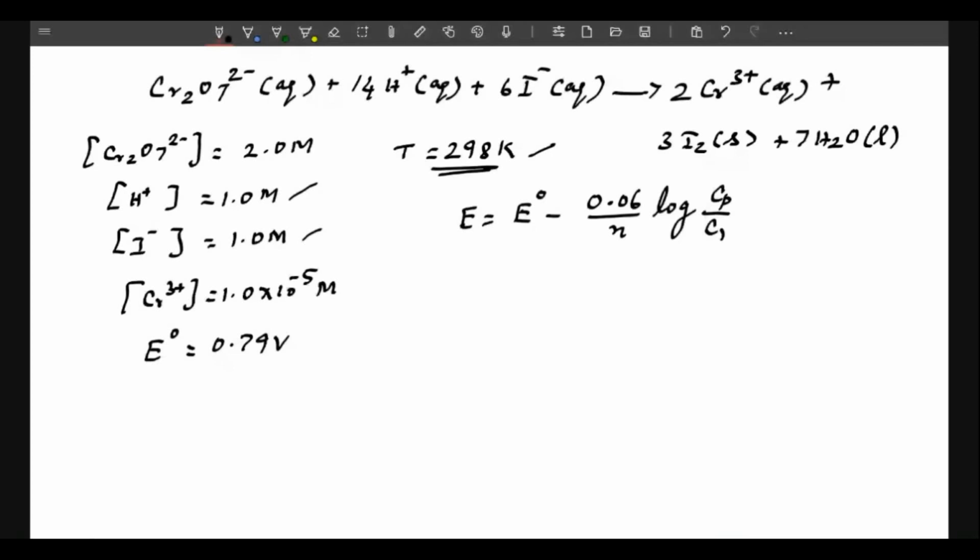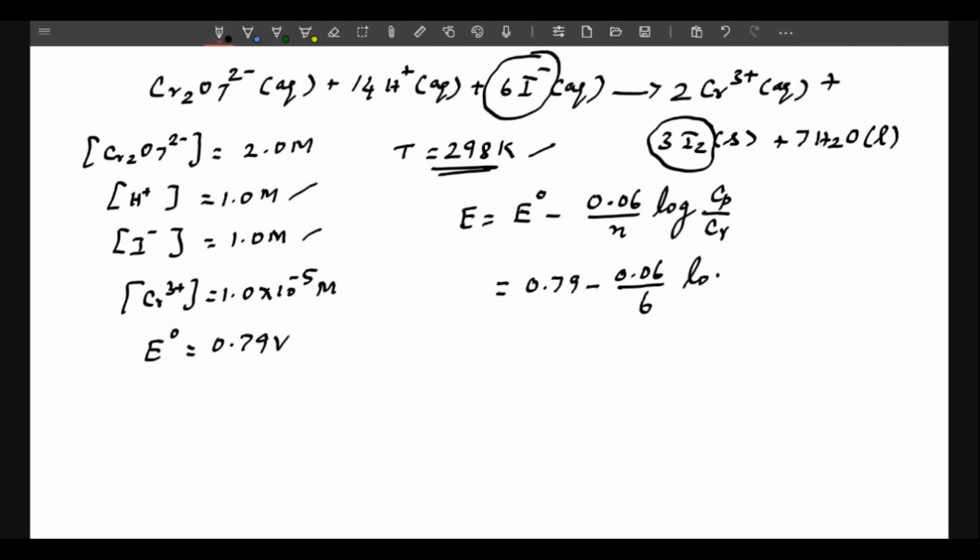We will write the next step. E naught is given as 0.79 minus 0.06. How many electrons are involved in the process? N is required. How can you calculate it? Either you can take dichromate or you can take iodide and find out the oxidation states on the reactant side. For iodine it is 1 minus, for 6 it is minus 6. On the product side, iodine is in the elemental state, so it is 0. Therefore, the total number of electrons involved in the process is 6.